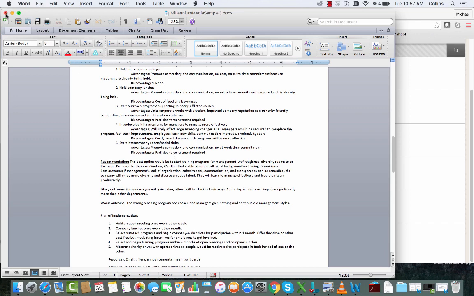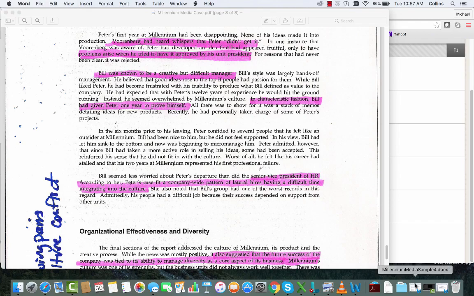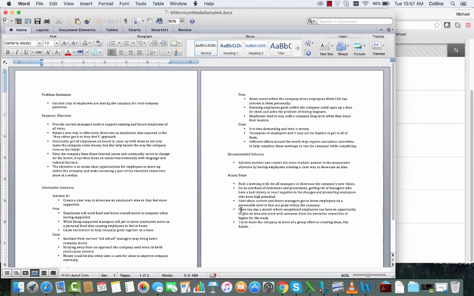All right, so let's look at this one. Problem statement, no to, from, no memo format. Current crop of employees are leaving the company for rival company positions. Yeah, that's mostly it, but again, there are better ways to say it.